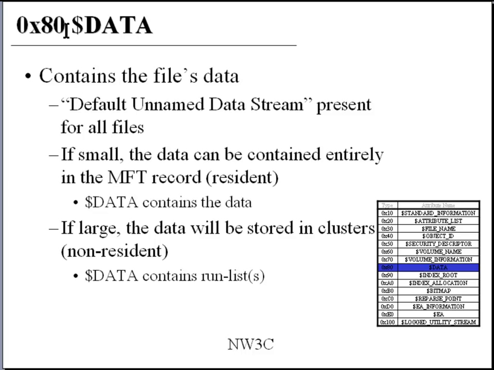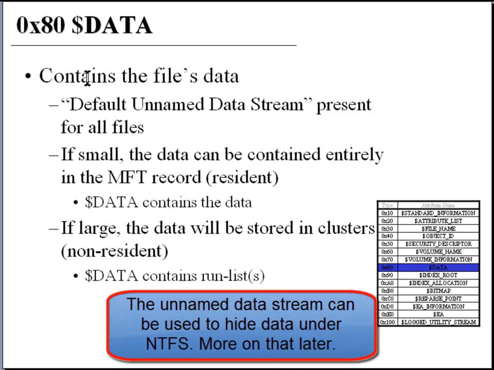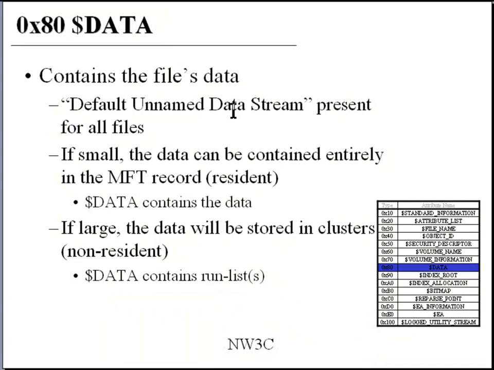And finally, we get to attribute hex 80, which contains the file's data. What this is called is a default unnamed data stream, and it's present for all files. The reason this is called unnamed data stream is because there's also something called alternate data streams or named data streams, which means that a file can have multiple data streams associated with it, and we'll see later on how that's used to actually hide information on a hard drive.